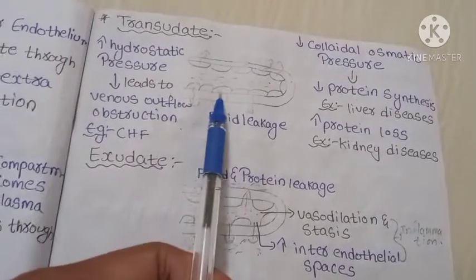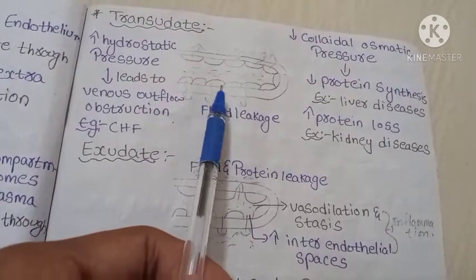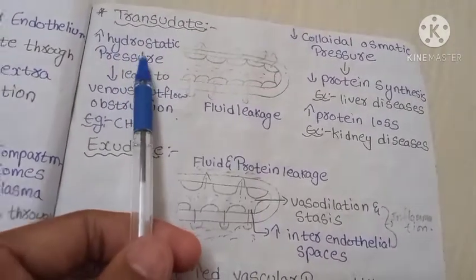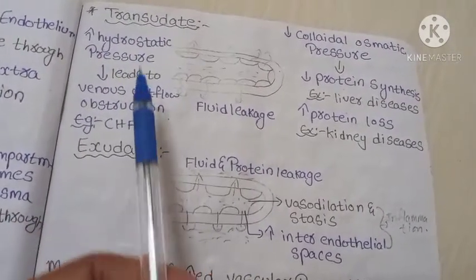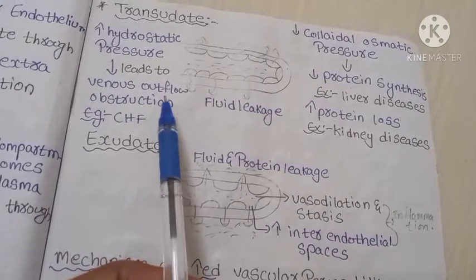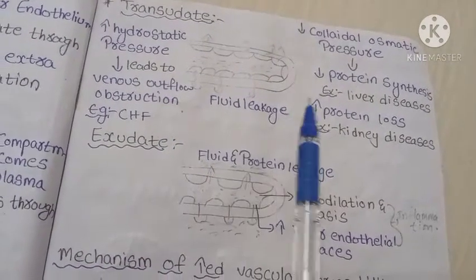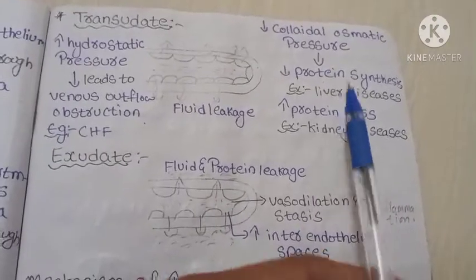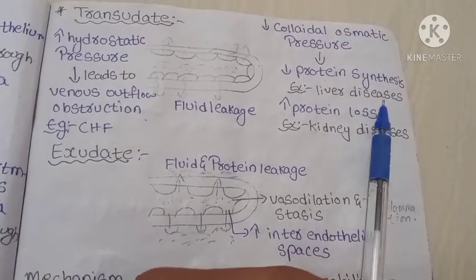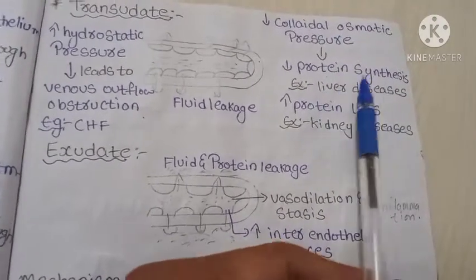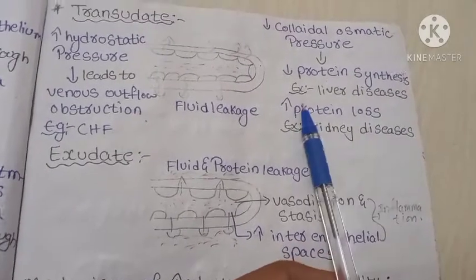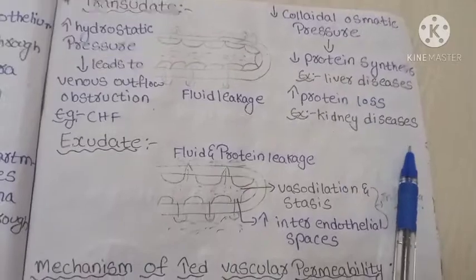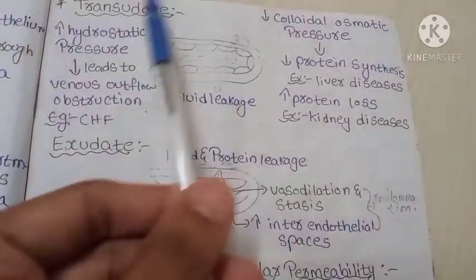Here you can see in the image, due to the gaps, fluid will leak, which results in increased hydrostatic pressure, which leads to venous outflow obstruction, and also decreased colloidal pressure, which results from decreased protein synthesis. This protein synthesis decreases due to liver diseases, and protein loss occurs due to kidney diseases. This is the transudate structure.